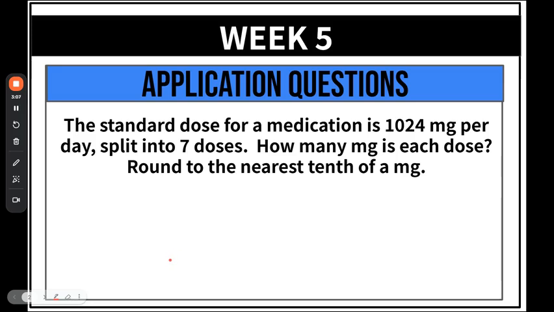Second question, the standard dose for a medication is 1,024 milligrams per day, split into 7 doses. How many milligrams is each dose? Round to the nearest tenth of a milligram. Alright, so when we hear the word split, that tells me in my mind that we're going to be dividing. So we take the whole, which is 1,024 milligrams, divided by the 7 doses.